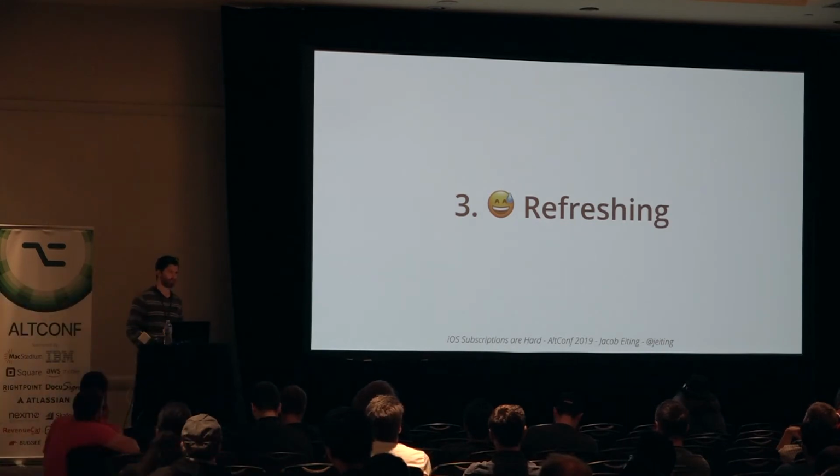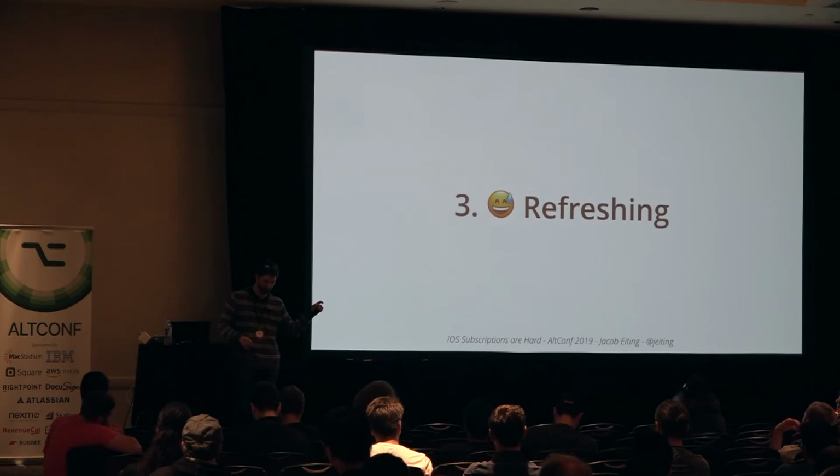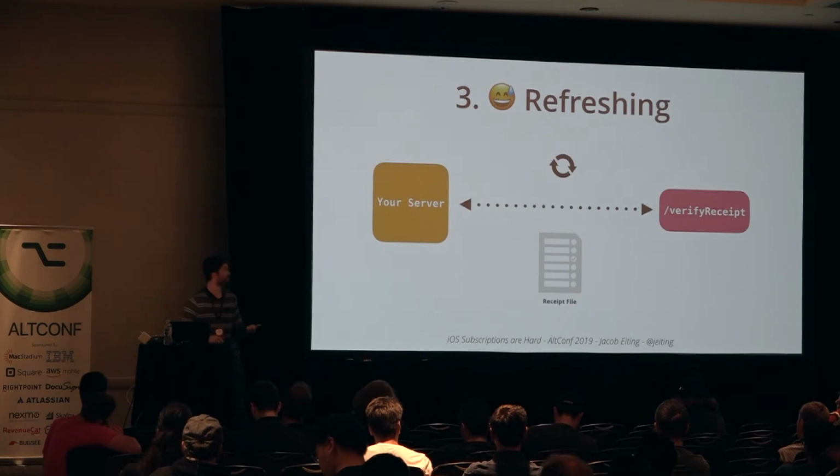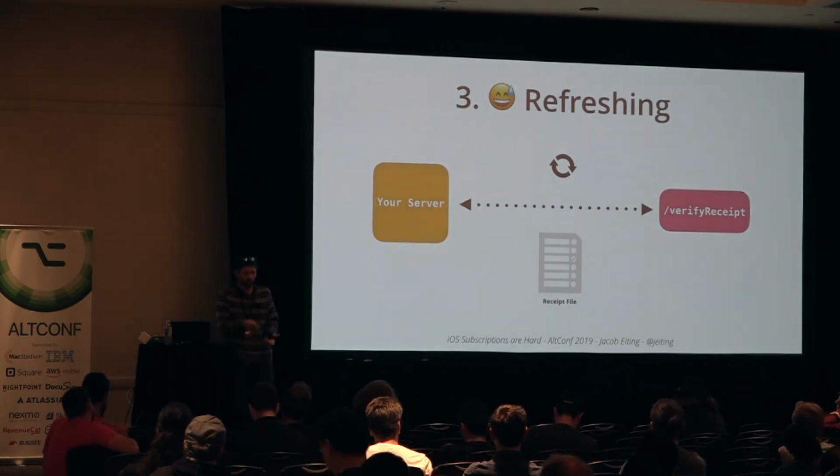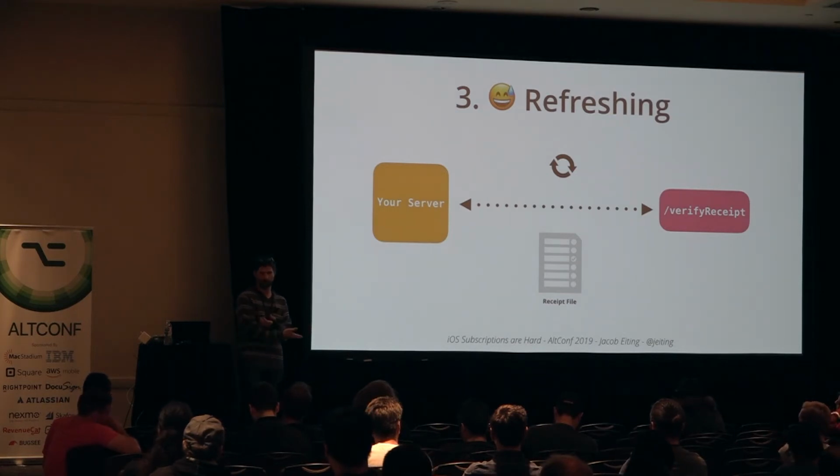Refreshing. So this is where it gets interesting. As I mentioned, the verify receipt endpoint will give you new data. As Apple charges your user again, as your user changes their renewal status, the response to that verify receipt callback is going to change. So you want to know when that changes. You want to know if somebody renewed, so that when they log in again, you can quickly give them their expiration date. You don't have to verify the receipt again.